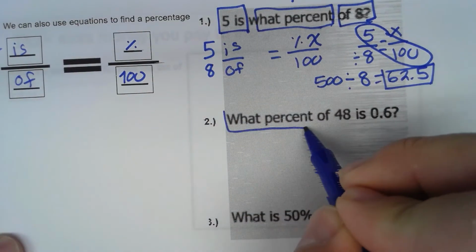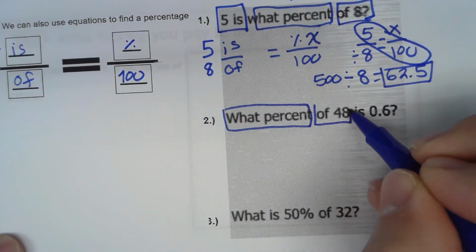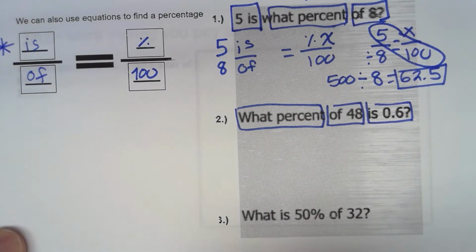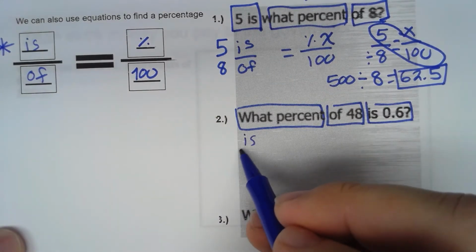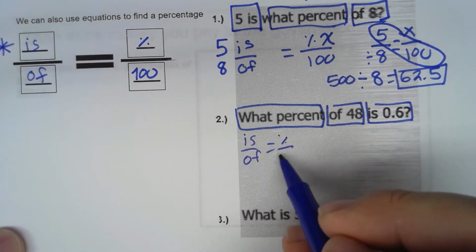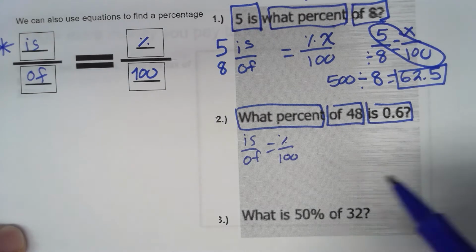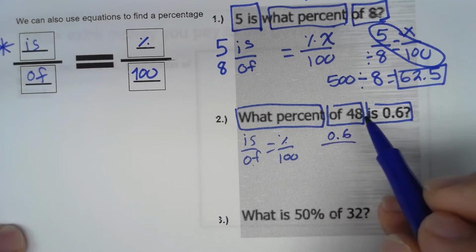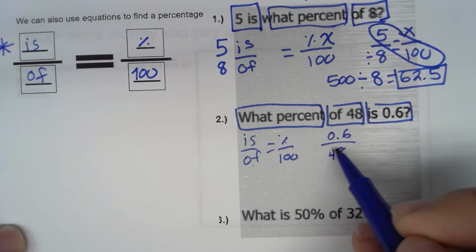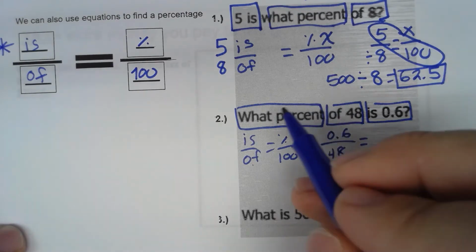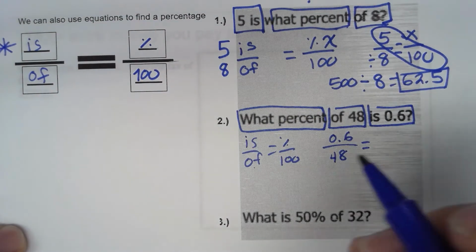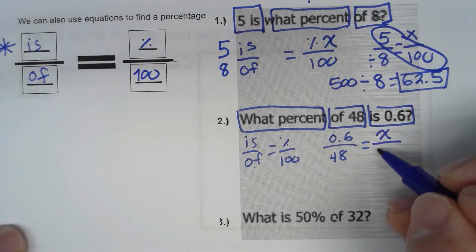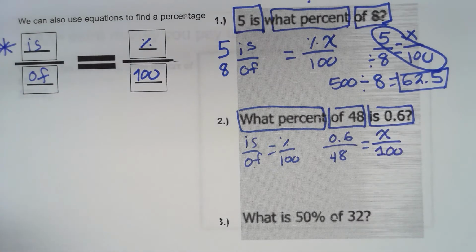What percent of 48 is 0.6? So I'm going to do the same thing. Is over of equals percent over 100. Is going to be 0.6. Of is going to be 48. Percent, it says what percent? I don't know what it is. So I'm going to write an x here for the percent. And down here, it's always 100.